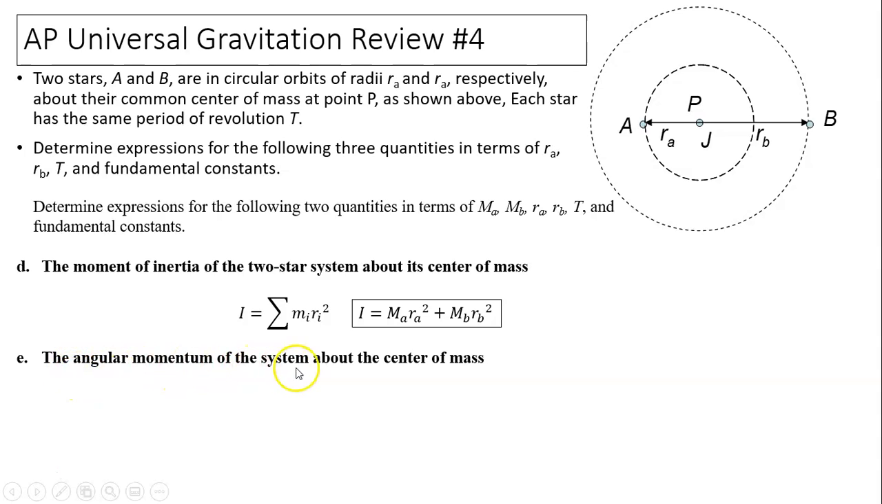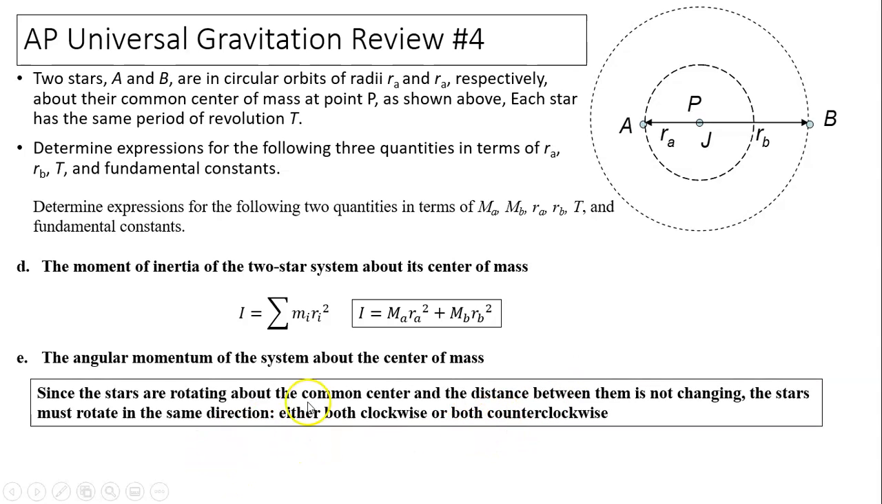Last question, the angular momentum of the system about the center of mass. Since the two stars are rotating with the same revolution and the distance between them is constant, that means the two stars must rotate in the same direction. They are either both rotating clockwise or both rotating counterclockwise. That means the angular momentum is simply the sum of the two. Since we already know the moment of inertia of the two-star system, we simply multiply by the angular velocity. The angular velocity has to be the same.